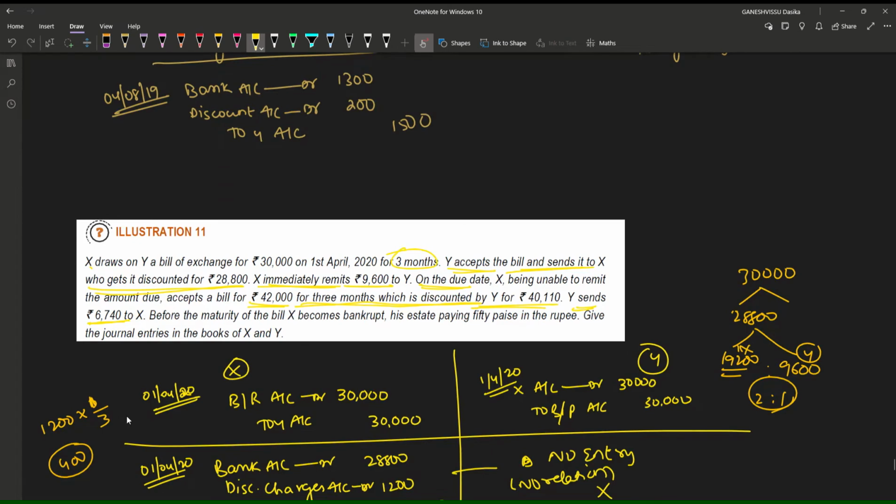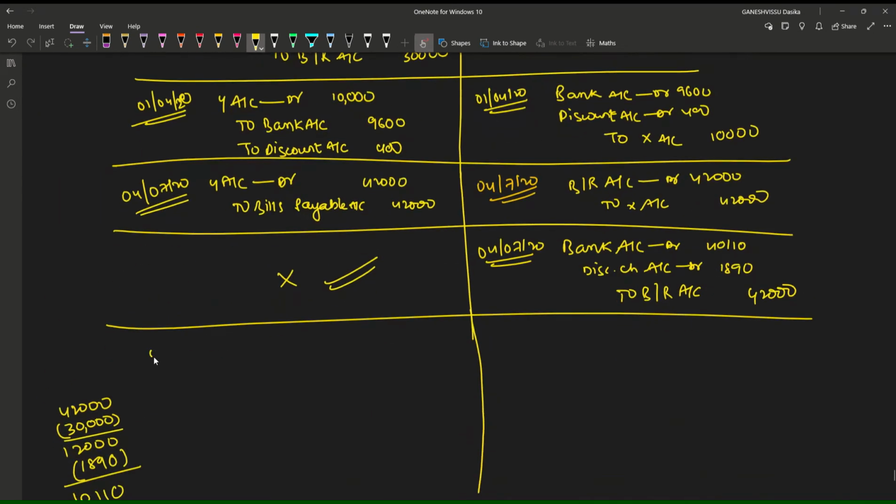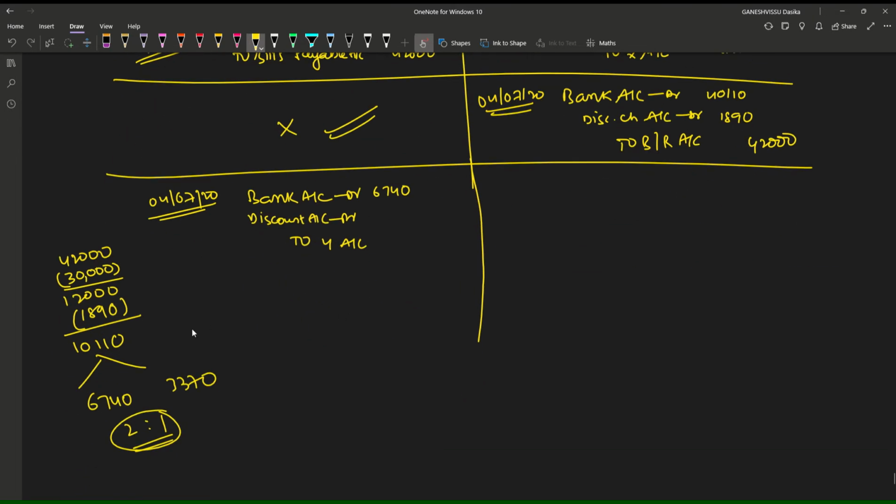On the same date, that means what? On 4/7/2020, the bank account is receiving, so bank account debtor. But what is the discounting amount? Discount account debtor to Y account. Okay, we are receiving the amount from Y of rupees 6,740, and out of this 1,890, we need to calculate the 2/3 share.